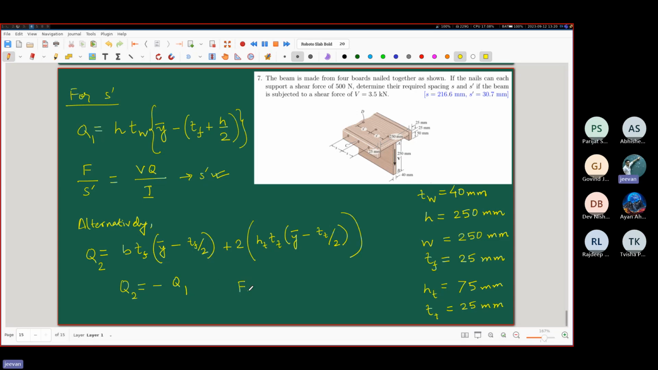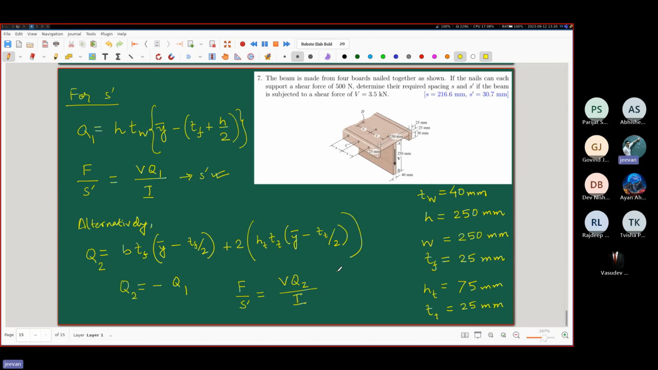So this is your Q1. In terms of the calculation of the S dash, it is exactly the same thing. Of course, you have to consider their magnitudes, okay? Otherwise, sign will be a problem.